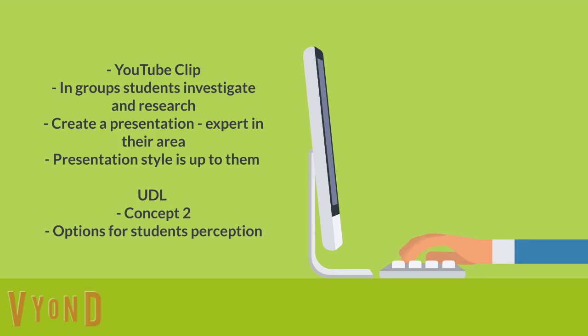Each student becomes an expert in their field or time period, and the teacher would circle the class and offer help wherever possible. This directly relates to concept 2 of representation, as students have options provided for their perception.